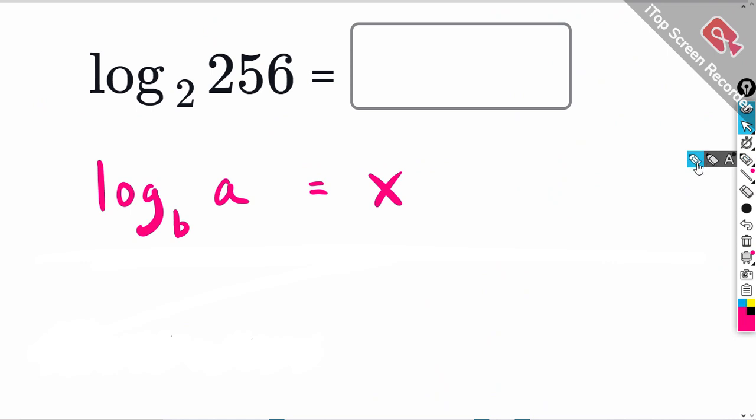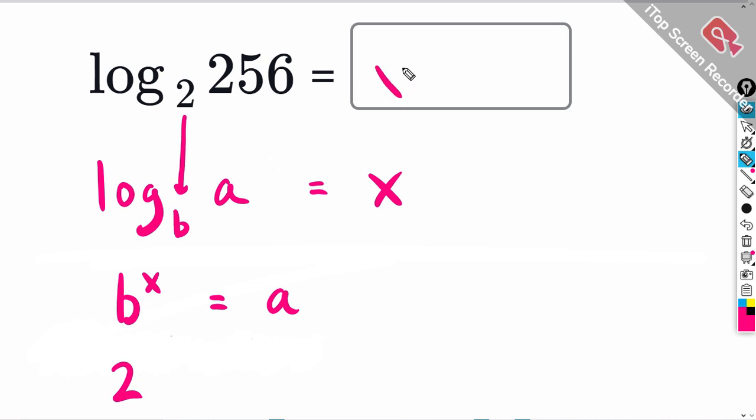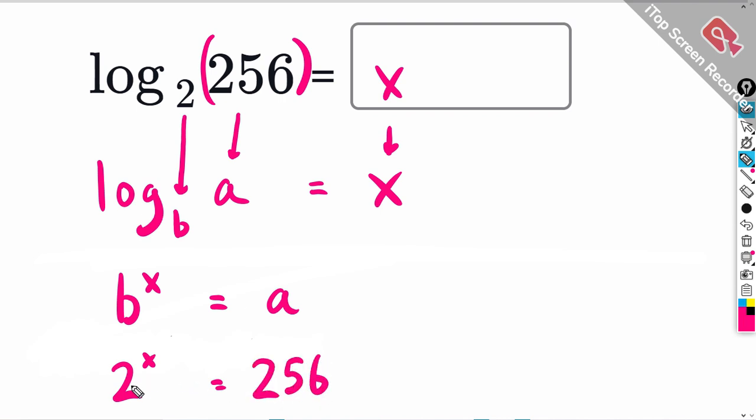All right, so these problems are basically all the same. You just basically want to translate the logarithmic form into the exponential form. Okay, we can see here the base b is a 2, so b equals 2. x is the value that we're looking for. That's the exponent. And a is the number you're taking the log of. So that's going to be 256 for a. All right, so 2 to what power is 256?